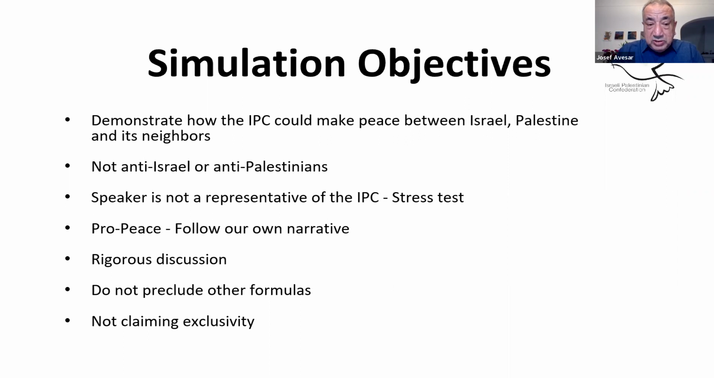population. We always expect rigorous discussion, but always with respect. We do not attack anyone on a personal level, and we try to be respectful, but rigorous discussion is good. We do not preclude other formulas, and we do not claim exclusivity. In fact, we encourage other formulas. We think our formula is the best, but we are not claiming that it is the exclusive formula. We do not preclude the Israeli and Palestinian governments from reaching their own formula for peace. We think all avenues for peace are good, including other organizations or individuals who have their own formula. Peace is the ultimate solution, the ultimate goal.